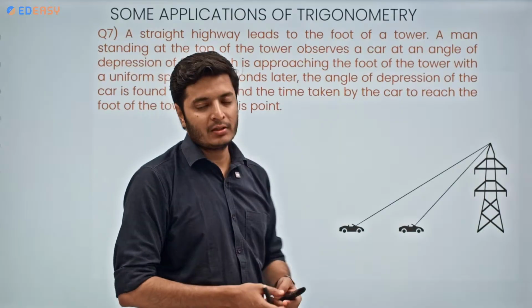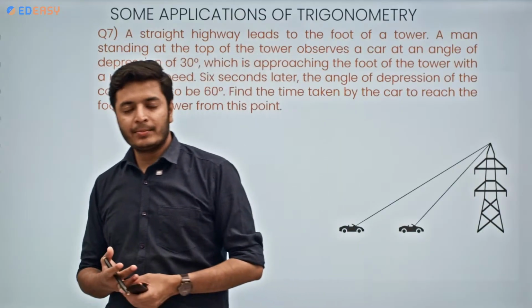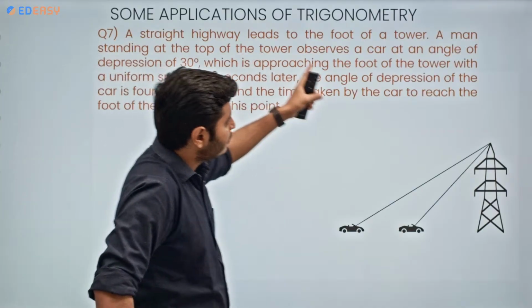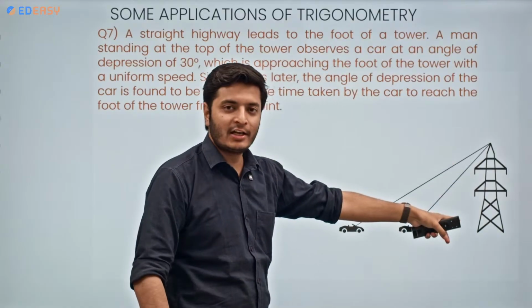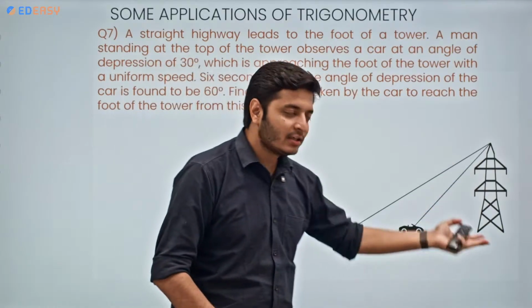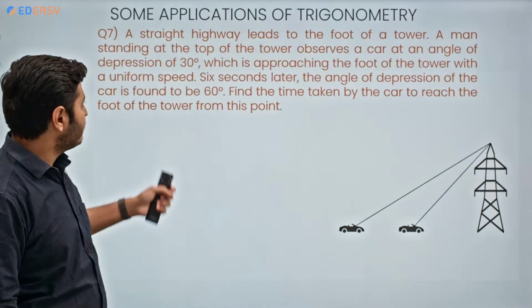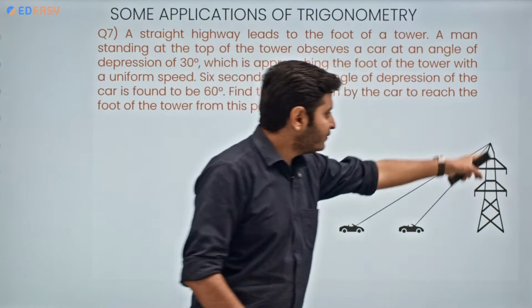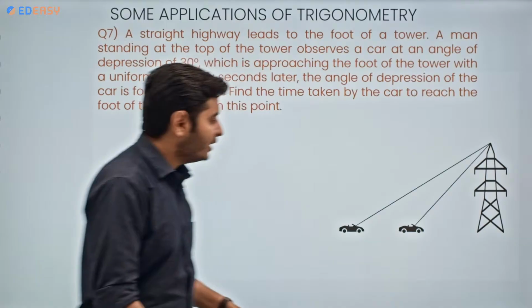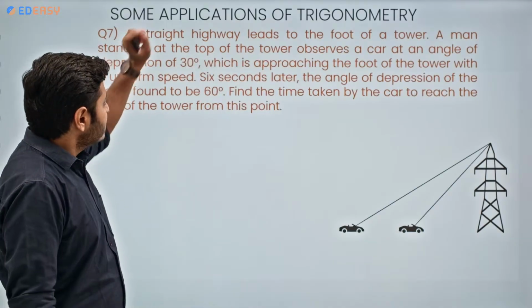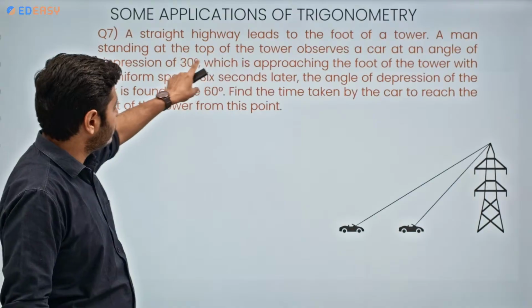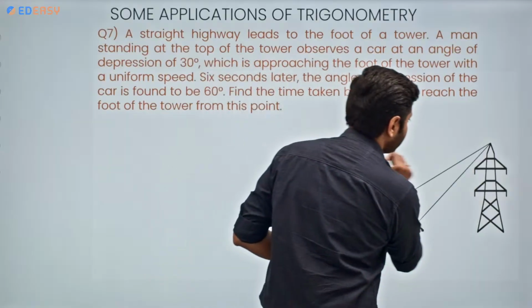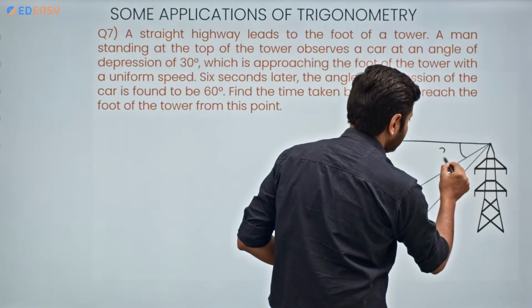Now, next problem. This one is also one of the problems that appeared in the exams. A straight highway leads to the foot of a tower. As you can see, there's a tower and a straight highway where the car is running leads to the foot of the tower. A man standing at the top of the tower observes a car at an angle of depression of 30 degrees. So the angle of depression he is creating with the horizontal, this angle is 30 degrees.